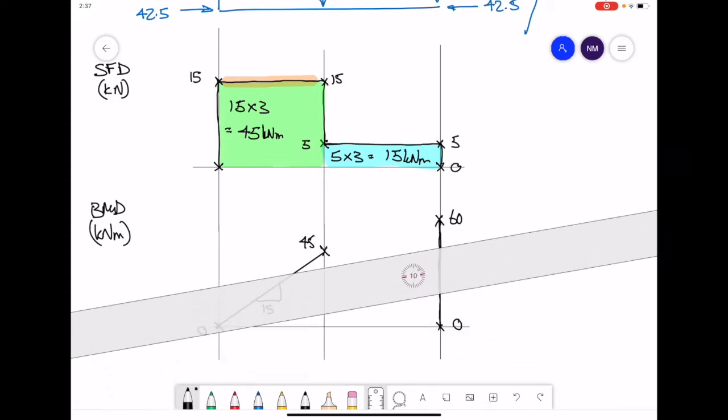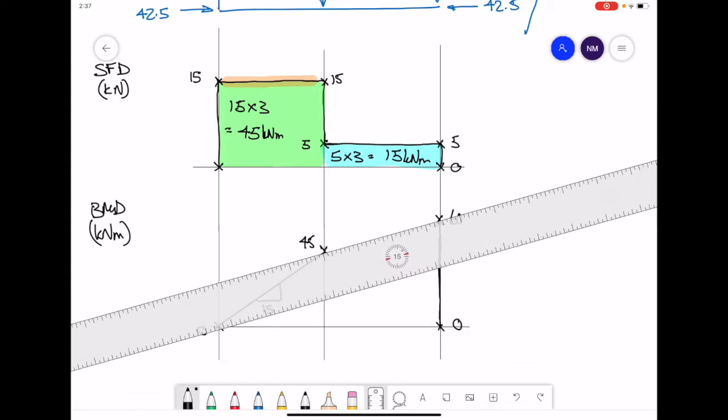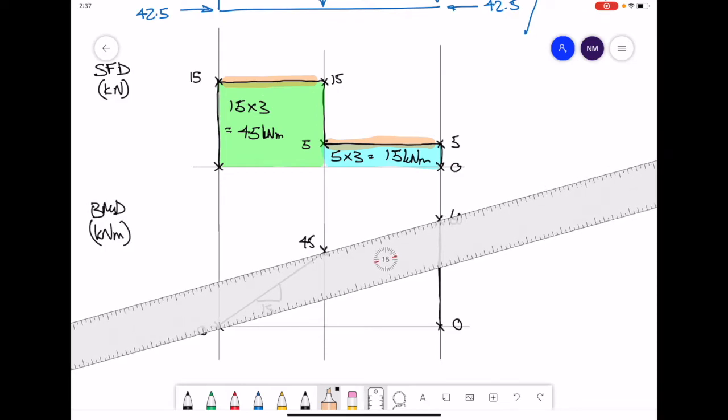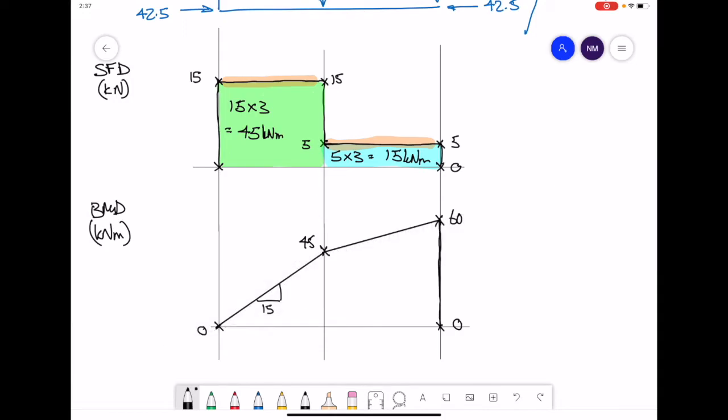Likewise, for the second part of the beam, the shear force value is constant at positive 5. So the gradient, or the line in this region, will be a straight line of gradient 5. That's our shear force and bending moment diagram drawn for the first member in our framework.